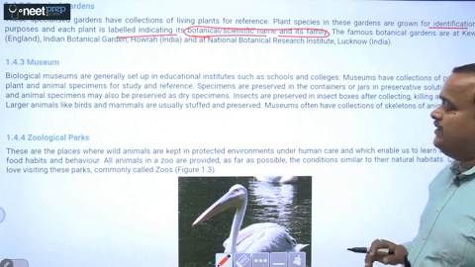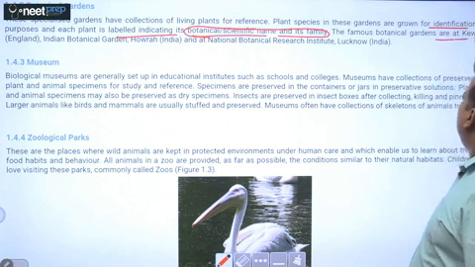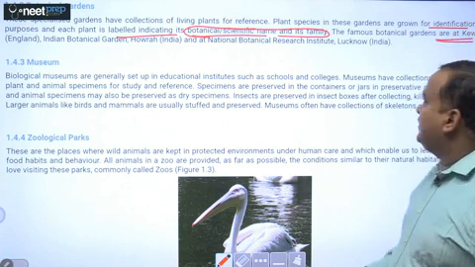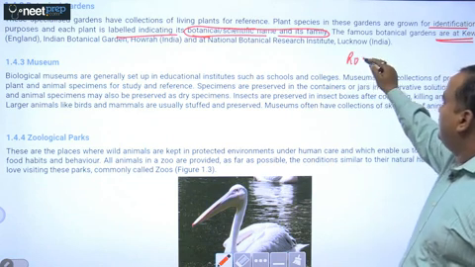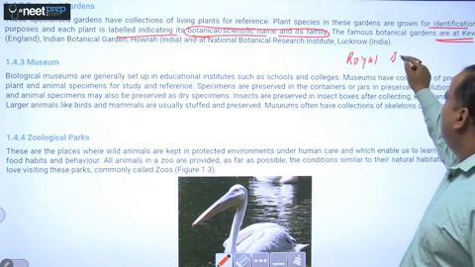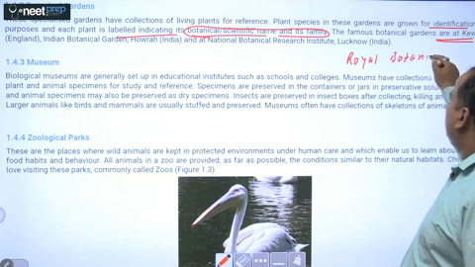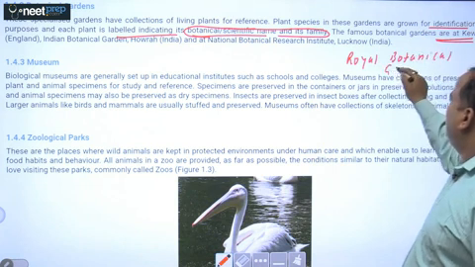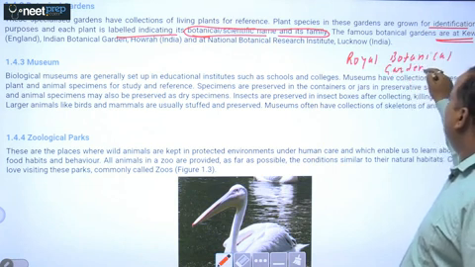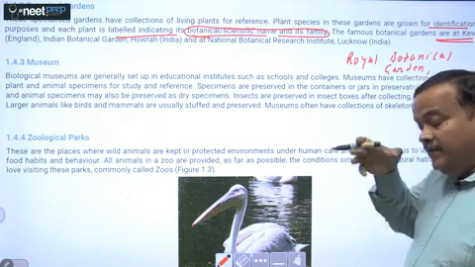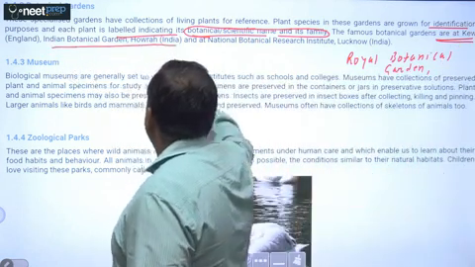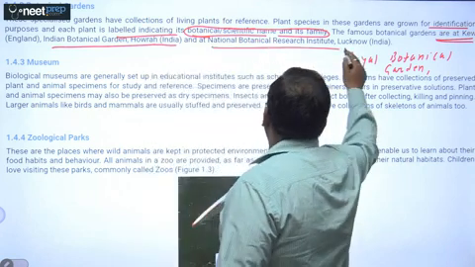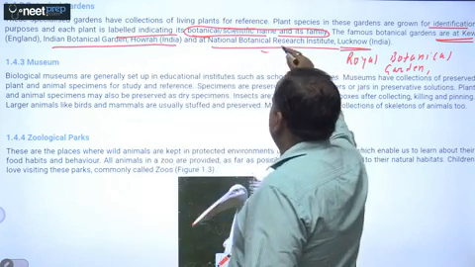The most famous botanical garden in the world is Kew, that is the Royal Botanical Garden, Kew, London. In India we have the Indian Botanical Garden, which is situated at Howrah, and then we have the National Botanical Research Institute at Lucknow. This question has been asked.